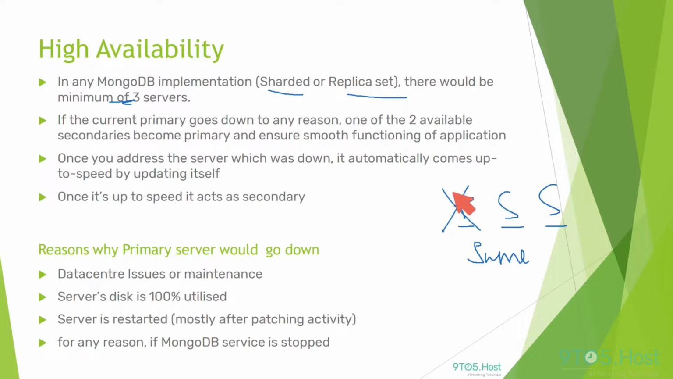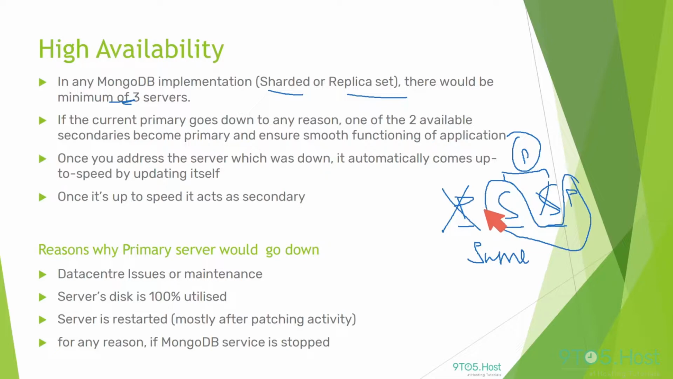So for any reason, let's say our primary server is down due to a server restart or data center issues, or for any reason, if the primary is down, out of these 2 available secondaries, one would become primary. The election process would kick off and one of the eligible secondaries would become primary. For example, let's say this server is promoted to primary. Now we have 2 servers, primary and secondary, as the only available servers in the cluster.